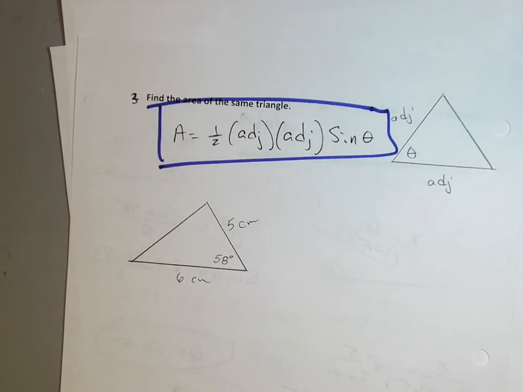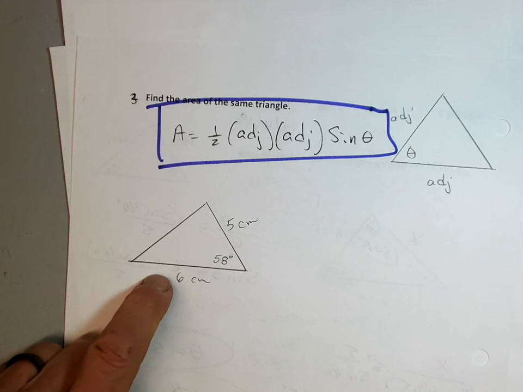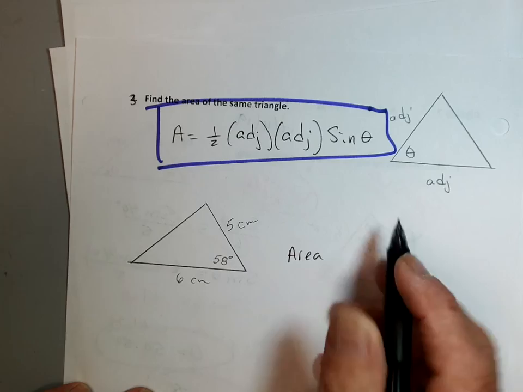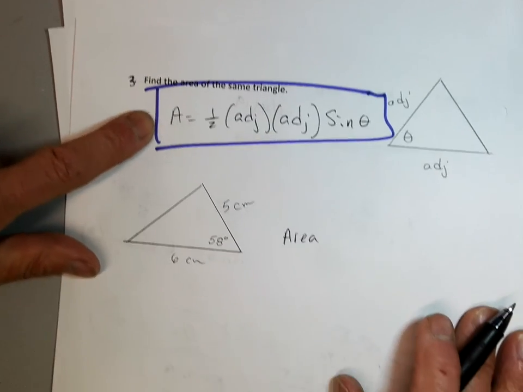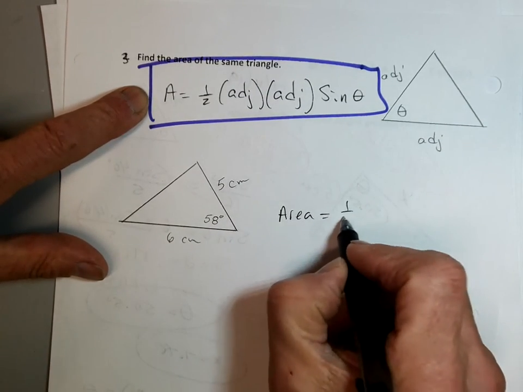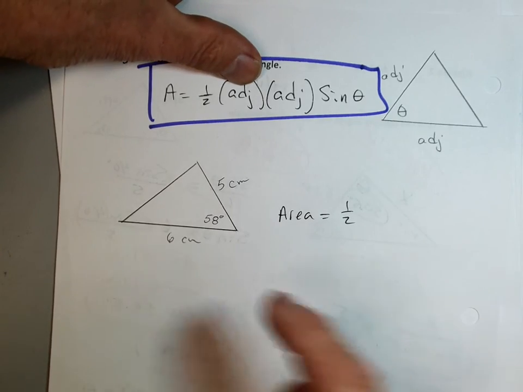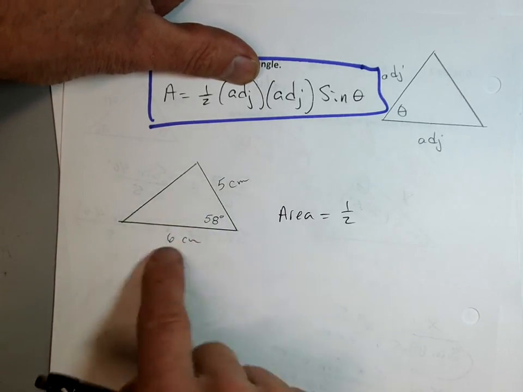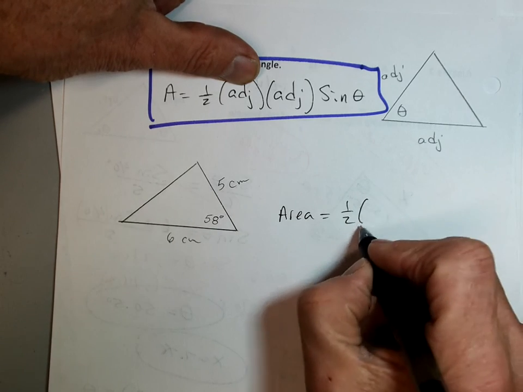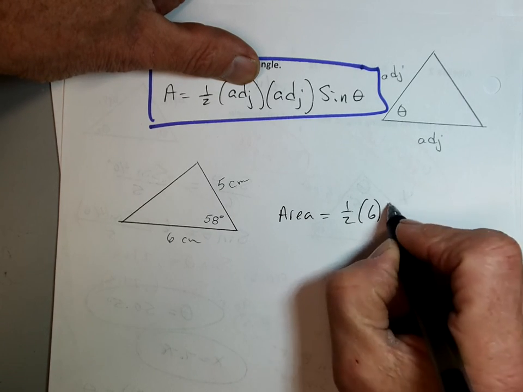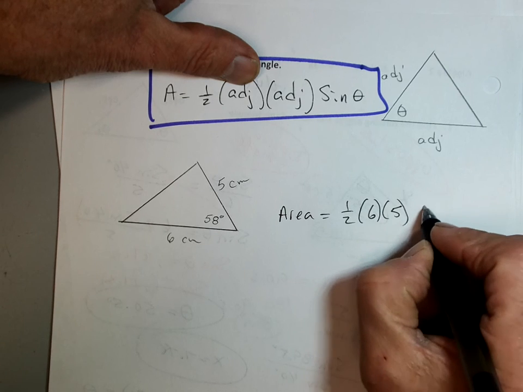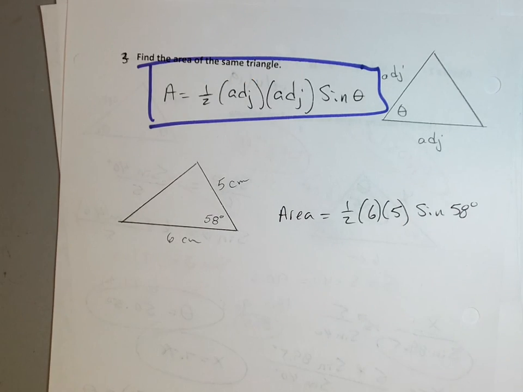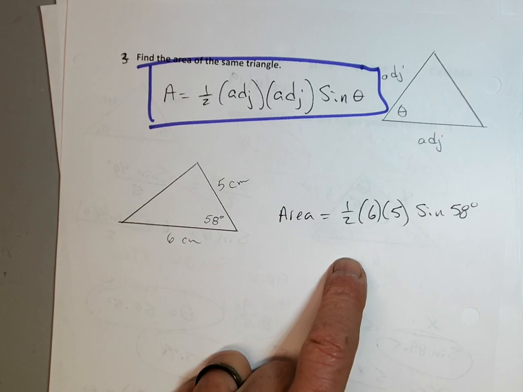So how does it work? Well, if I take a look at my triangle here, and I want to find the area of this, I'm going to use my formula. I'm going to go area equals 1/2. Adjacent, either 5 or 6, it doesn't matter. Autumn, you're going to ask that anyway, it doesn't matter, right? So let's go 6 times 5 times the sine of 58 degrees. I'm just going to use my calculator. Wasn't that easy?